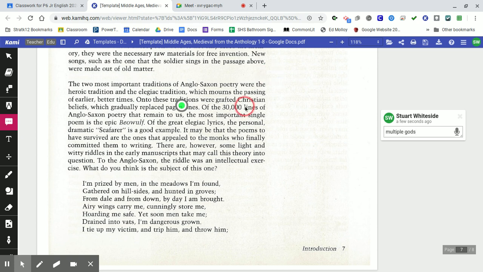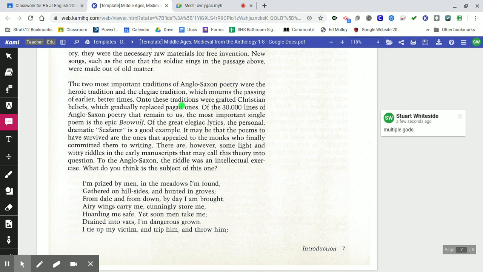They had what they called pagan gods, and when the Christians came, they pushed the pagan gods out of the way and required people to believe in the Christian God. Of the 30,000 lines of Anglo-Saxon poetry that remain to us, the most important single poem is the epic Beowulf. Of the great elegiac lyrics, the personal dramatic Seafarer is a good example.